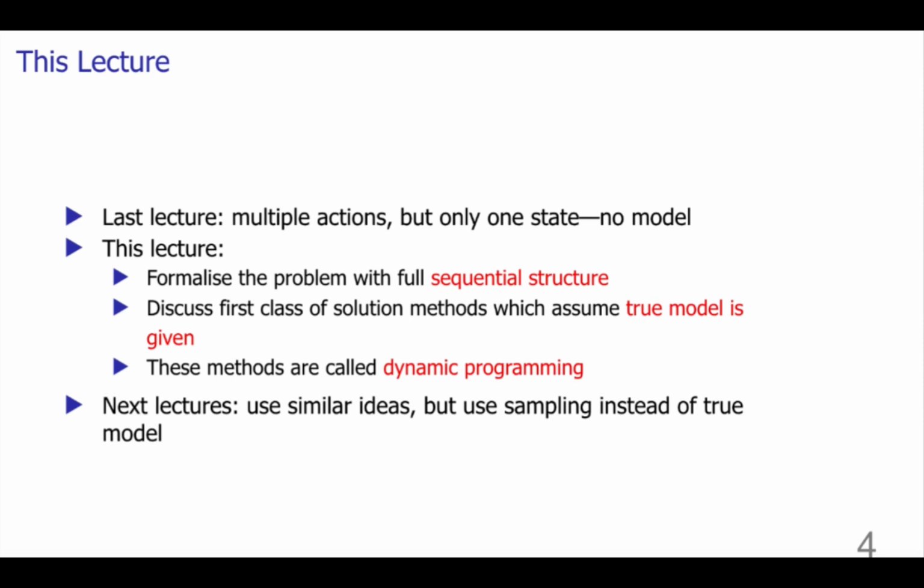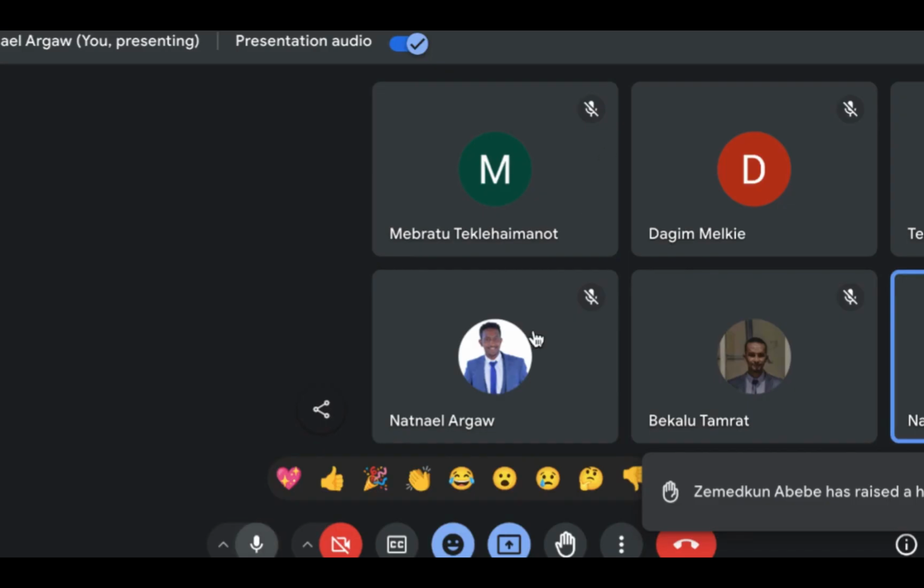The first one, we formalize the problem with full sequential structure. That means in the previous classes we have been discussing the value of states, and we were only considering a single state, like what would happen if the agent takes this action. That was the case. But in this case, we truly implement the sequential structure, or the sequential nature, of Bellman.